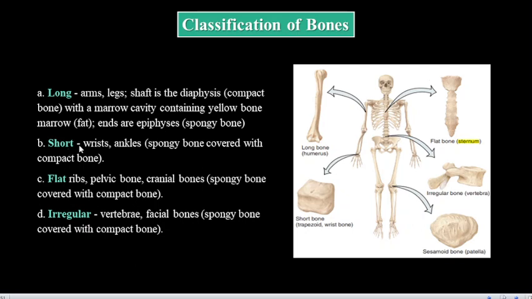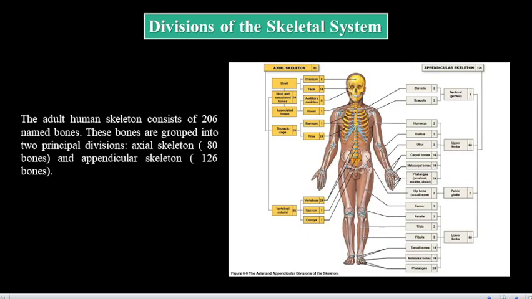Short bones. Examples natin dyan is yung mga bones sa wrist, sa ankles, and ano ang laman nila? Spongy bone covered with compact bone. You also have the flat bones that includes your ribs, your pelvic bone, your cranial bones. So, spongy bone din sila na nabalutan ng compact bone. And then lastly, you have the irregular. Nandito na yung mga kakaibang shape like your vertebrae, your facial bones. Okay? So, ganun din. Spongy bone covered with compact bone. Okay. Sige.